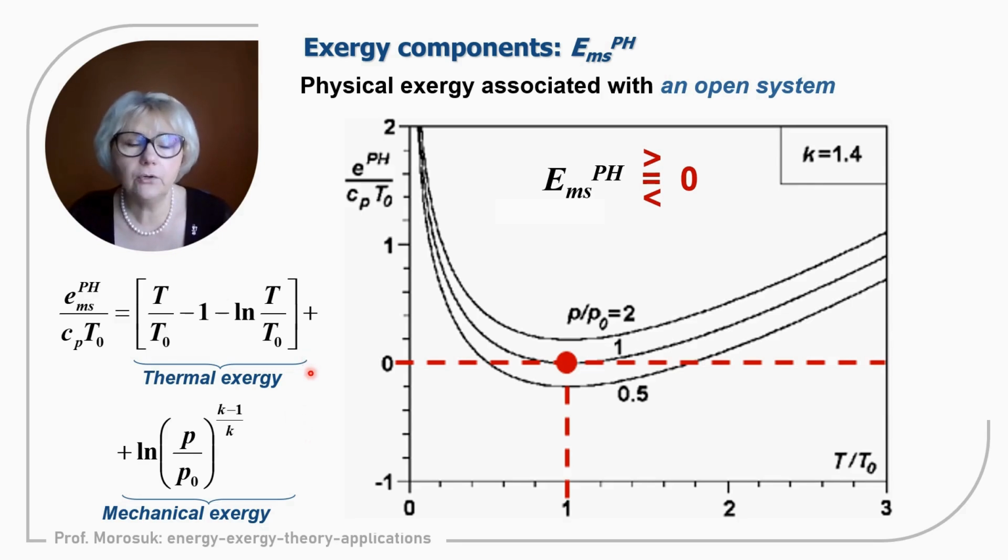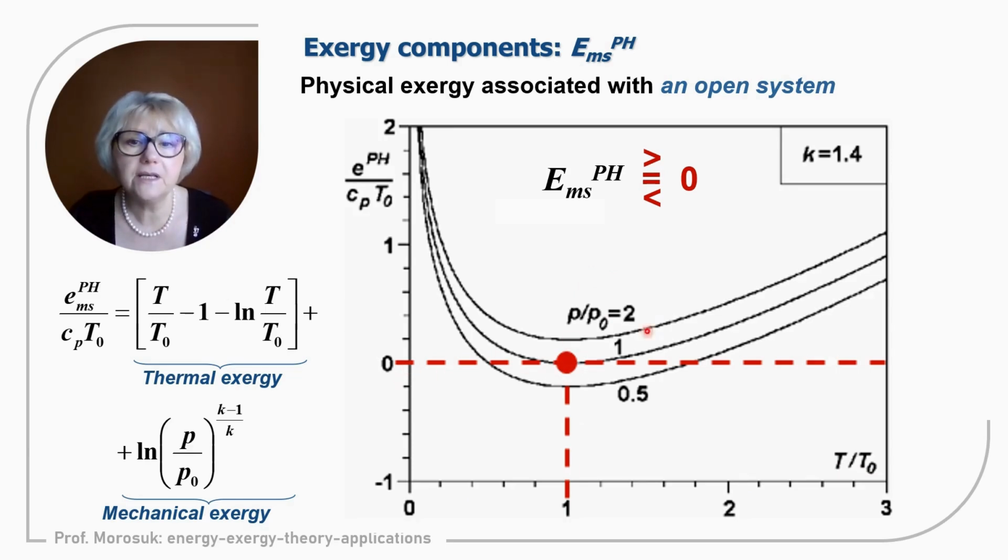Okay, now let us evaluate. Zero exergy, okay, divide by specific heat multiplied by the temperature of the environment. This term is always constant, that's why we will not consider it. It will be physical exergy. Physical exergy is 0 when the relative temperature is 1, temperature of the environment divided by temperature of the environment, it will be 1. And also relative pressure is 1. So for this case, physical exergy will be 0.